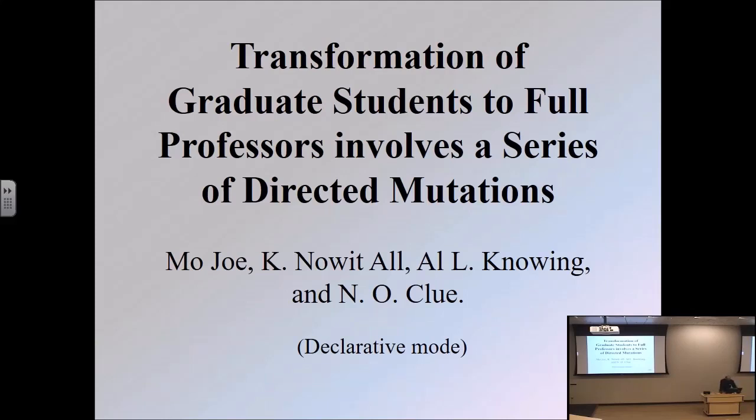Of course, then you have the authors: Mojo, Know-It-All, All-Knowing, and No Clue. Notice No Clue is always going to be the last author, because that's the senior author at the end. So No Clue, yeah. And they usually had no clue.